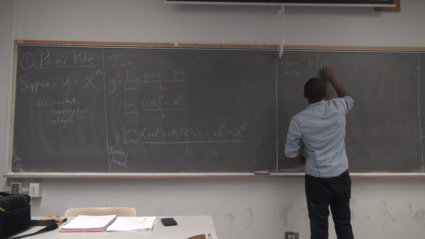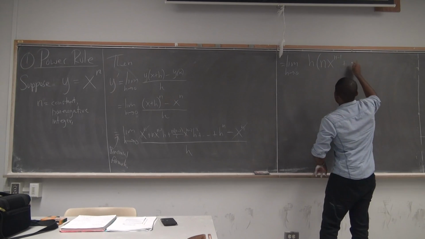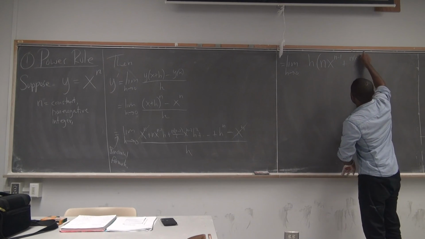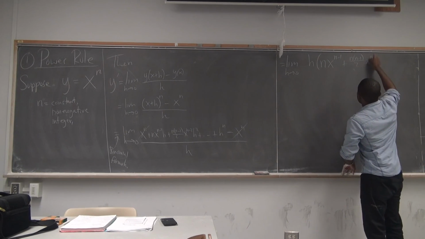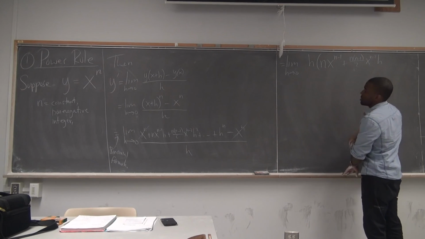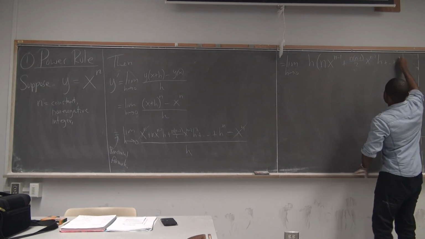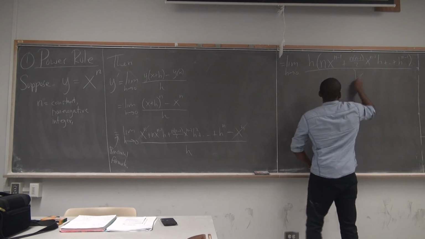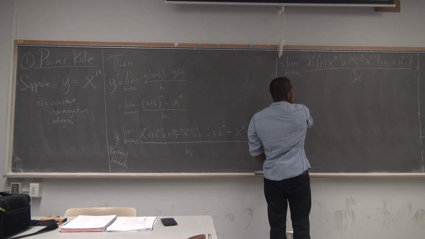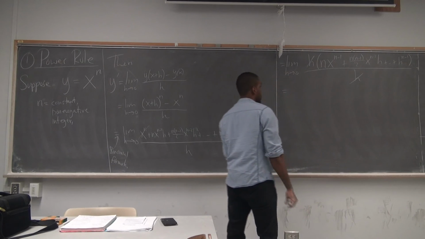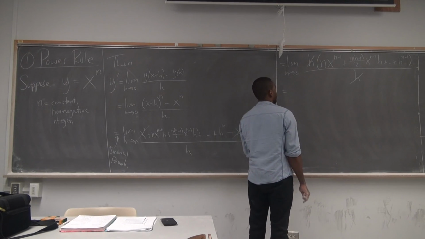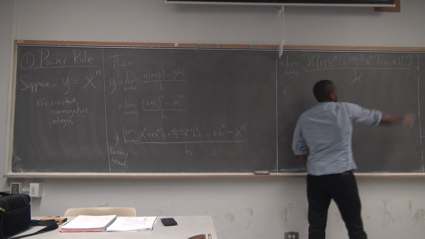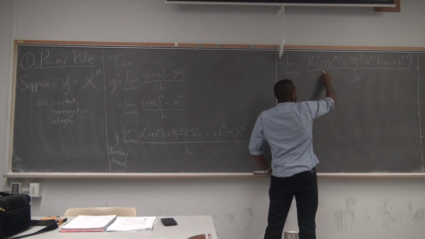Here you get n x to the n minus 1 plus n times n minus 1 over 2 to the n minus 2 times h plus all the way down to h to the n minus 1, all over h. The h's would cancel. Now you can plug in h goes to 0, and what do we get as the result? If this goes to 0, everyone else has an h and goes to 0. What are we left over with? This guy right here.